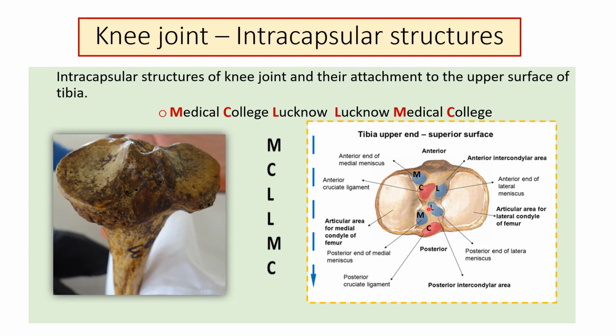then the posterior horn of the lateral meniscus, the posterior horn of the medial meniscus, then the posterior cruciate ligament, and these are the articular areas that will be in contact with the medial condyle of femur and the lateral condyle of femur. So that is about the structures on the upper end of the tibia within the capsule of the knee joint, that is the attachments of the medial and lateral menisci, their anterior and posterior horns, along with the anterior and posterior cruciate ligaments.